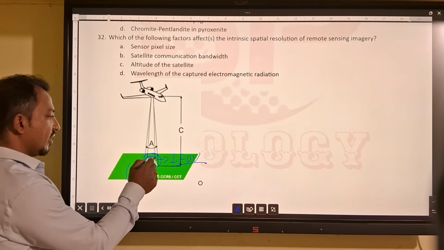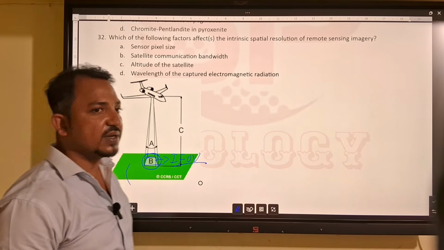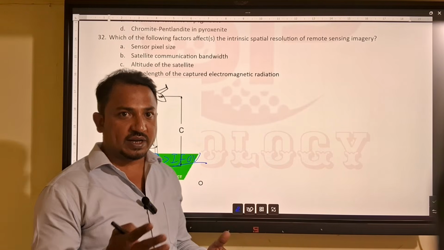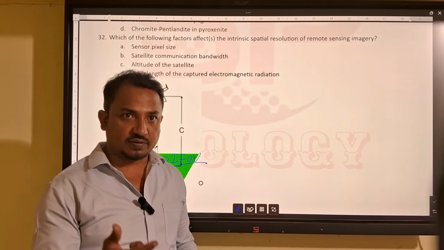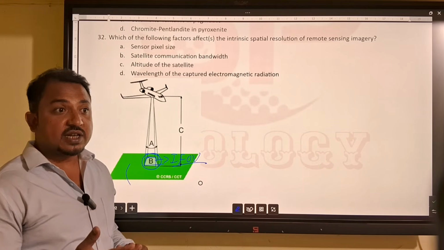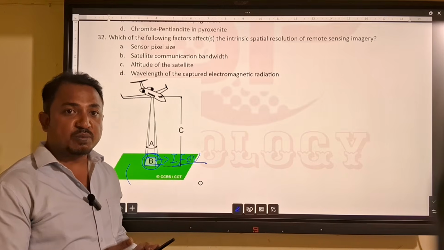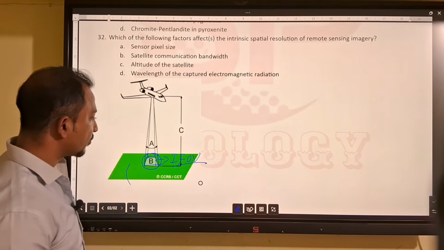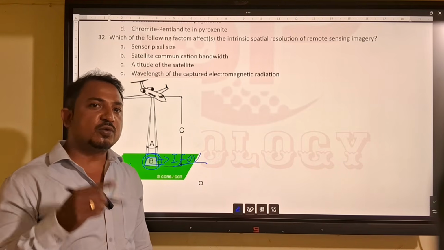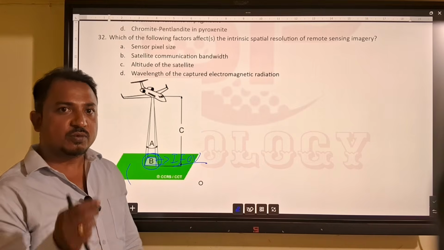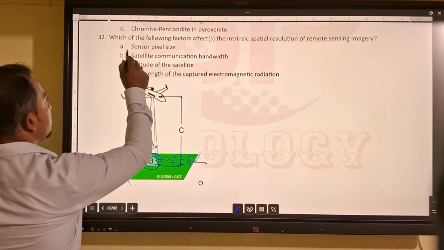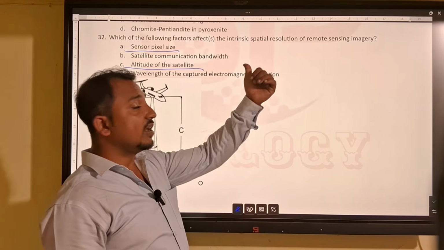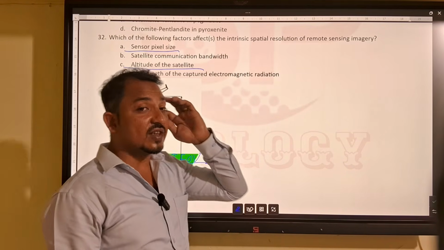So this is called your pixel. Pixel means a picture element. Any picture you divide into smaller squares, where each square gives you details. So the smaller the pixel size, the more detail you can obtain about any terrain or anything you are studying. The smaller the pixel size, the higher the resolution; the larger the pixel size, the lower the resolution. So that's why the pixel size and altitude of the satellite eventually affect the spatial resolution.